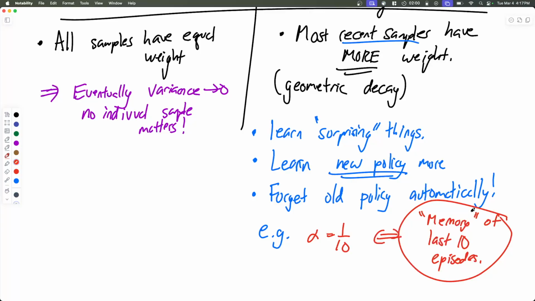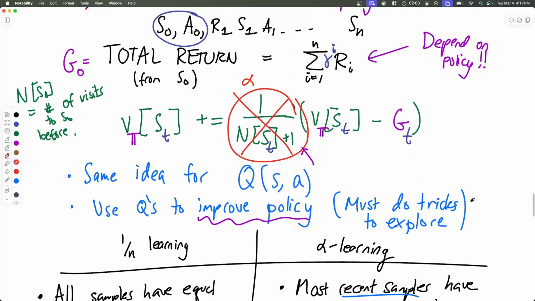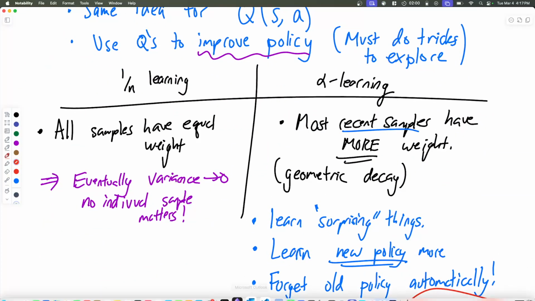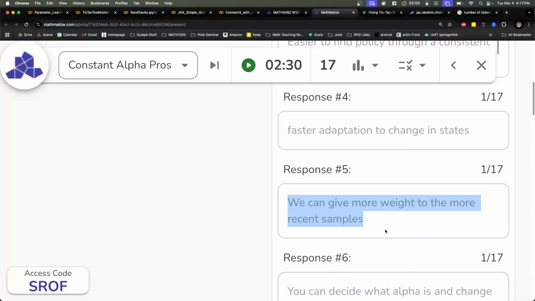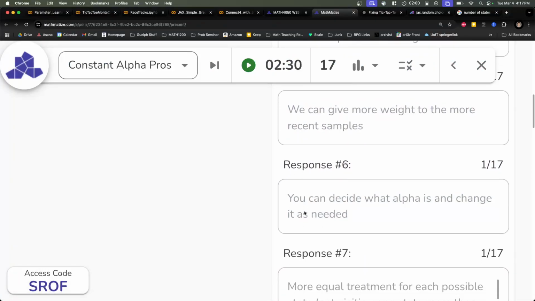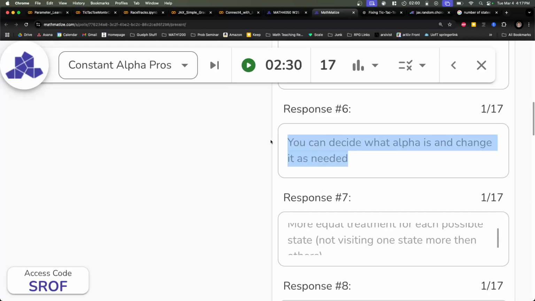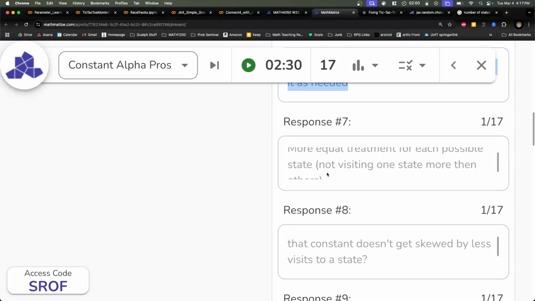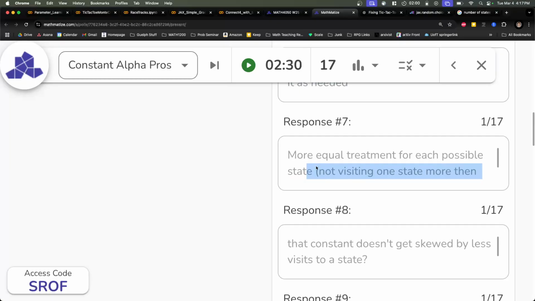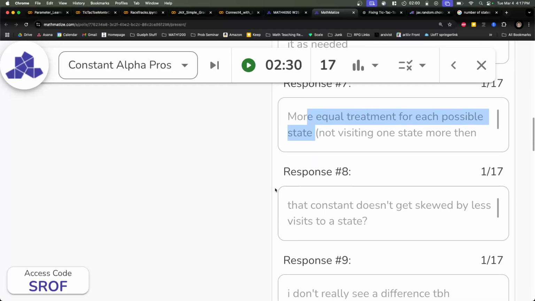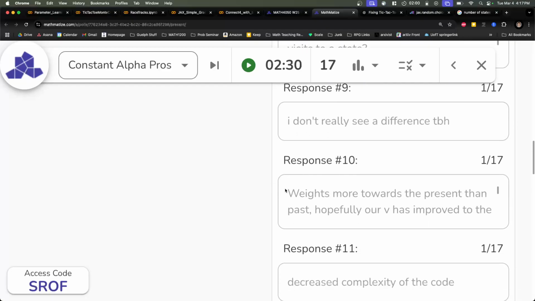There is one other very nice thing about this alpha learning that is even more obvious. Let's see if anybody wrote down the silly obvious thing. So we're going to have to decide what alpha is and change it as needed. This is true. So in some sense, alpha is more flexible than the n, because if you wanted, you could make alpha equal to 1 over n. So you can set your own schedule. Sometimes that's tricky to do, but it does give you more flexibility. More equal treatment for each possible state. Yeah, so I guess the equal treatment is in time or not. Let's see. Weights move towards the present past. Yeah.